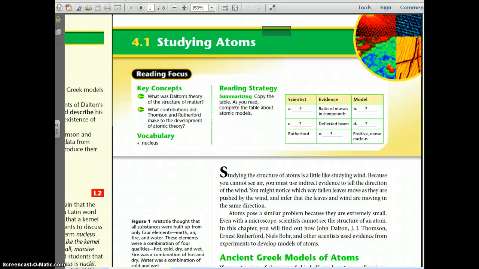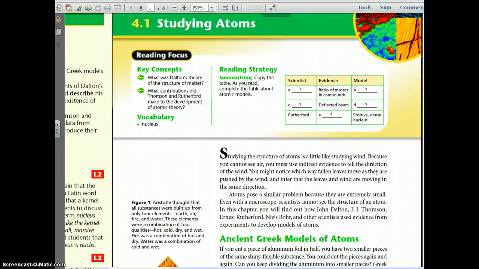This is Chapter 4, Section 1, Studying Atoms. If you'll notice, our reading focus or our key concepts that we'll be picking up on are: what was Dalton's theory of the structure of matter, and what contributions did Thomson and Rutherford make to the development of atomic theory.